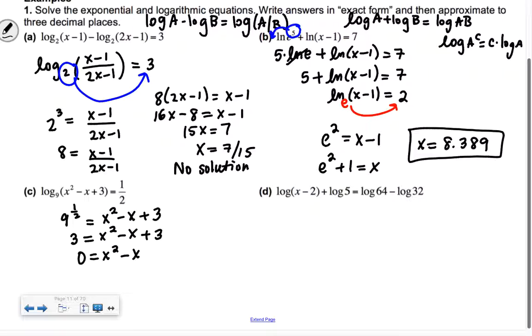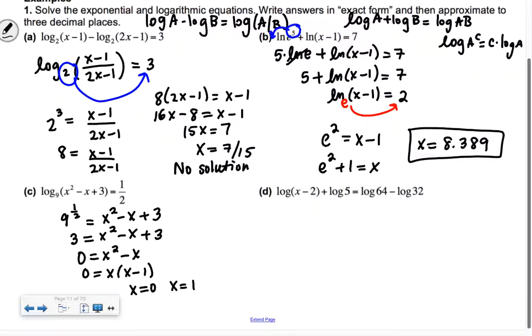So we know that we're going to factor out the x, right? We did one like this the other day. Factor out the x, and we're left with x minus 1. So we get x equals 0, and we get x equals 1. All right, do a quick check. If you plug in 0, is it okay? Sure. You have log base 9 of 3.